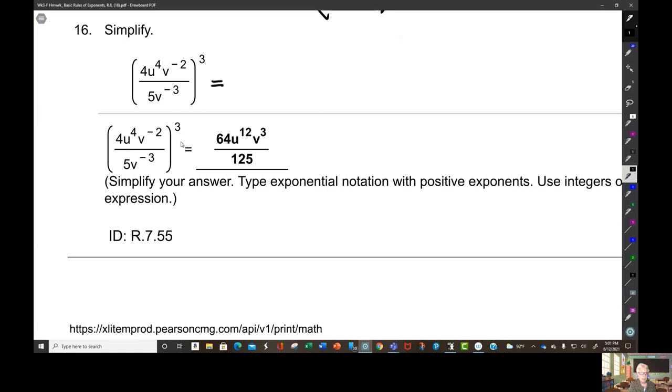Okay. Here we have 4 times u to the 4th times v to the negative 2 over 5 times v to the negative 3. Notice you have a v and a v. These are like bases. So I'm always going to try to clean up inside my parentheses before I do anything else.